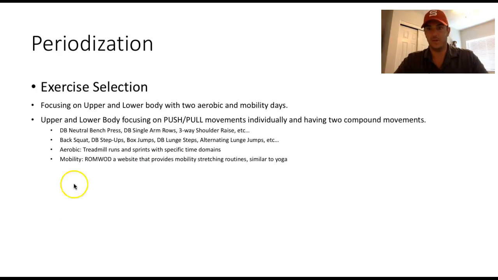Finally, for his flexibility and mobility routine, there's this program called ROMWOD. It's range of motion workout of the day. He already performs it on a regular basis. I didn't want to steer away from him performing that. So it's a website that focuses on stretching routines, similar to yoga, but you're really holding those poses a little longer than how yoga would. You're holding these poses for about 2 to 5 minutes, depending on the specific day that you're performing that routine.